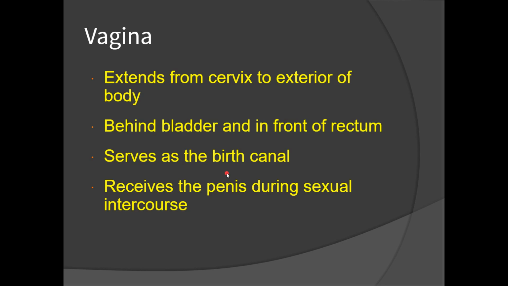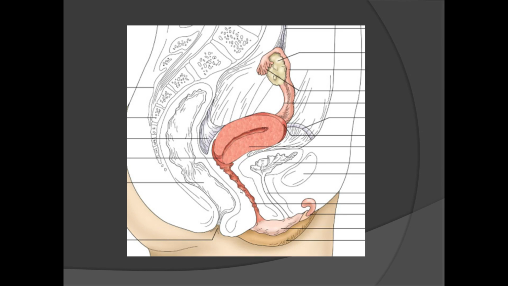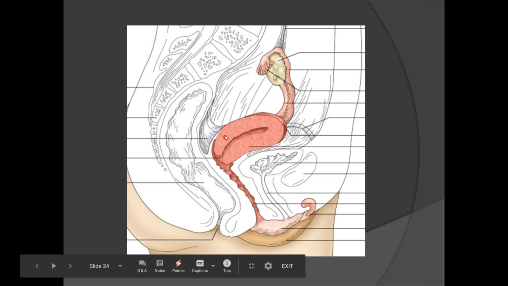The vagina extends from the cervix to the exterior of the body, behind the bladder and in front of the rectum. It serves as the birth canal. Okay, it also receives the penis during intercourse. So right here, again, the baby would form in here, goes through the cervix and out the vagina. Okay.